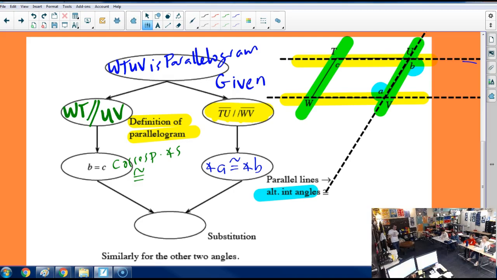If A is equal to B and B is equal to C, then A must be equal to C. Now, people like to confuse substitution and the transitive property. Can anyone tell me the difference between a straight up substitution, that if A is equal to B and B is equal to C, then A is equal to C, as opposed to what the transitive property would mean?